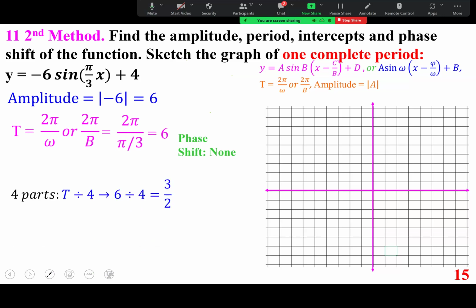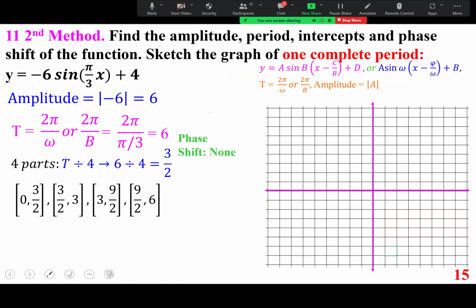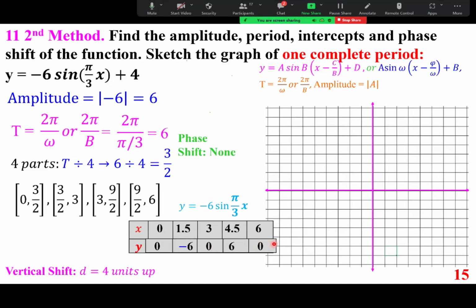We cut it into 4 equal parts. We get 3 halves. The 4 subintervals so far are identical. So these are the points. The endpoints again, 1.5 is 3 halves, 4.5 is 9 halves. For y equals minus 6 sine of pi over 3 times x, we've done these calculations. Again, you can go back to the previous page. We did that. And at the same time, for the vertical shift of 4 units up, we just put the same numbers and we add 4. So this becomes 4, negative 2, 4, 10, 4.